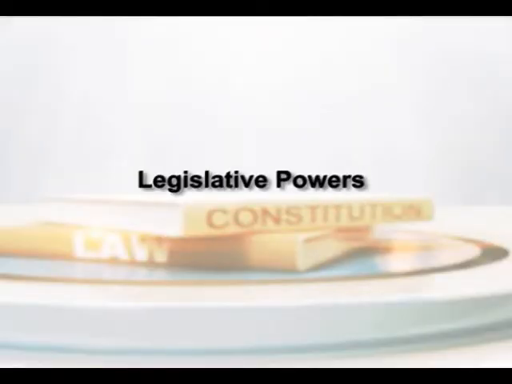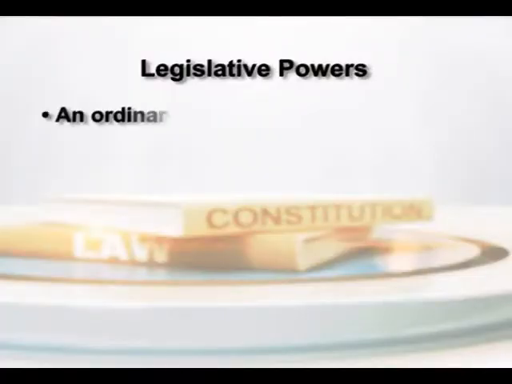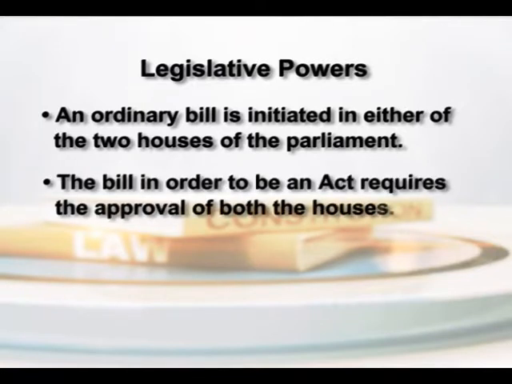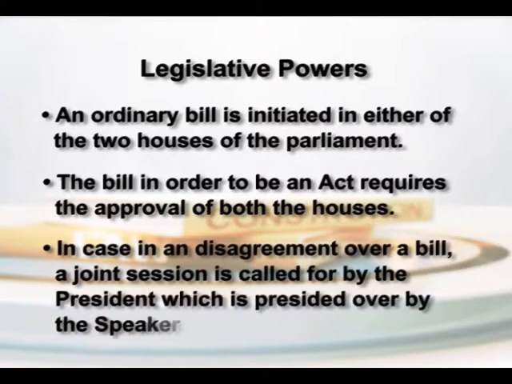First of all, the legislative powers of the Lok Sabha. The first and foremost function of the Lok Sabha is with regard to legislation. An ordinary bill is initiated in either of the two houses of the parliament, and in order to become an act, it requires the approval of both the houses. In case of a disagreement over a bill, it is the President who may call a joint session of both the houses in order to resolve the deadlock situation.